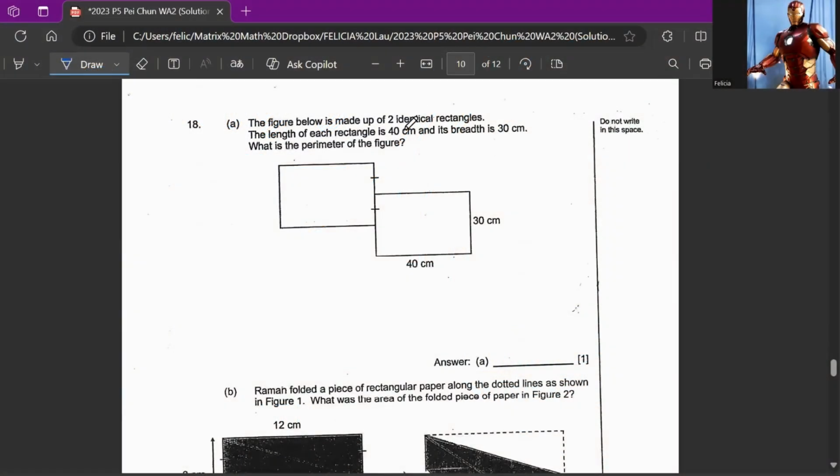So the figure is made up of two identical rectangles. Length and breadth are all provided, 40 and 30 respectively. What is the perimeter of the figure?